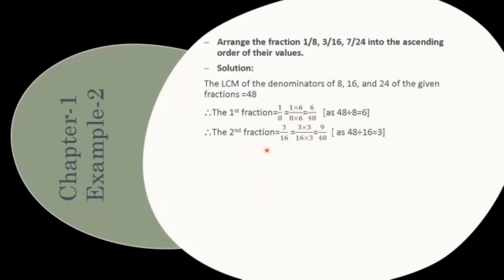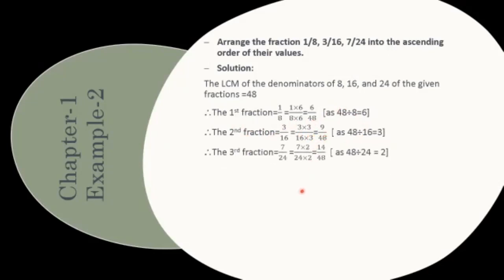Now the second fraction, 3 divided by 16 equals 3 multiplied by 3 divided by 16 multiplied by 3. How can we get this 3? As you can see, the LCM is 48 and the denominator is 16. If we divide them, we will get 3. And this 3 we will multiply with the numerator and the denominator also. So 3 multiplied by 3 would be 9, and 3 multiplied by 16 would be 48. So as you can see, the first fraction and the second fraction already have the same denominator.